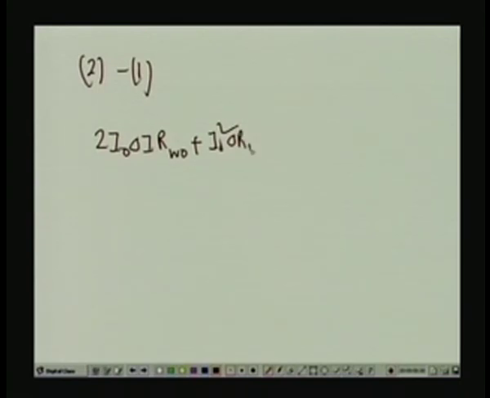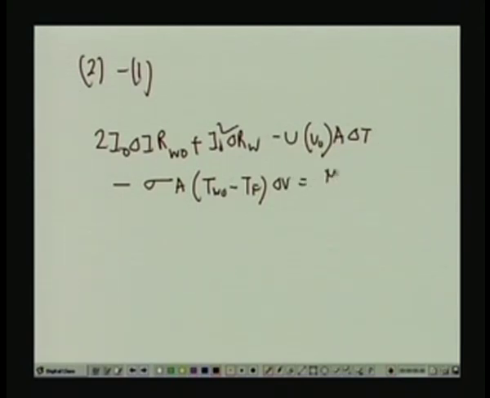So taking a new page, I am doing 2 minus 1, and I will get the expression which looks like this: 2 I naught delta I RW naught, plus I naught square delta RW, minus U V naught A delta T, minus sigma A into TW naught minus TF delta V, equal to MC delta T by dt, right. Clear? This is our expression.